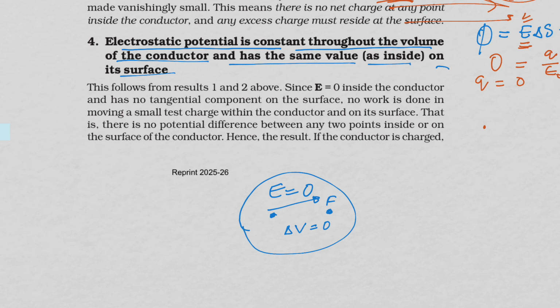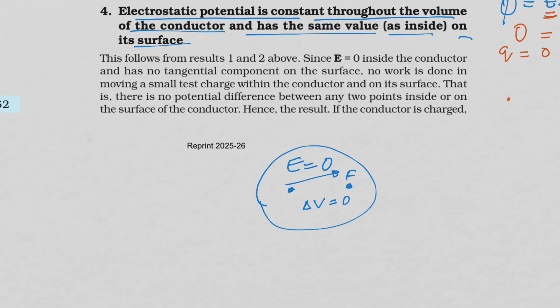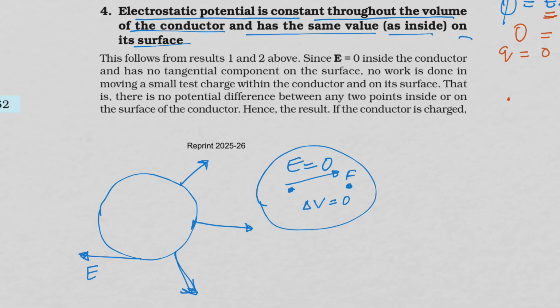So potential is a constant value. That simply says that potential is constant inside the conductor. And the same we talked about on the surface: we know that the electric field is normal to the surface. If it is not tangential, then the tangential component of the electric field is 0. Only the normal has some value, but the tangential is 0.